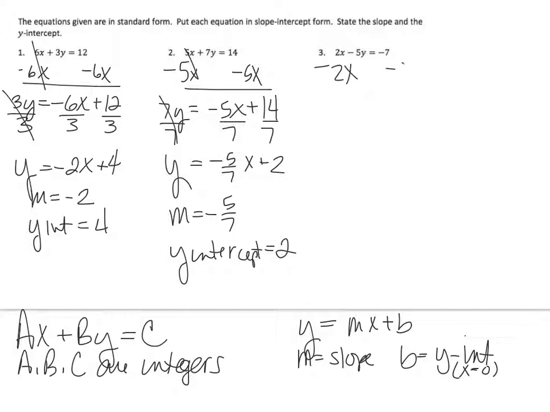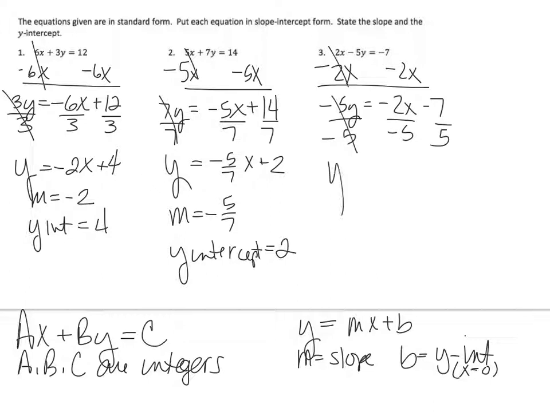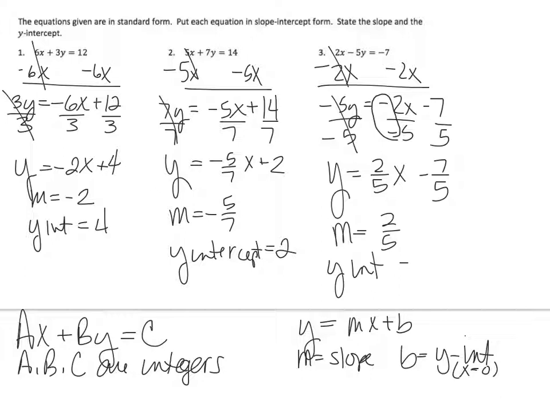Get that y by itself. Negative 5y equals negative 2x minus 7. This one's sort of messy, but it's no big deal. Divide everything by negative 5. I have y equals 2/5 x minus 7/5. My slope, see I have two negatives here. Two negatives equal positive. Slope is 2/5 and y-intercept is negative 7/5. Cool. That's it. Moving on.